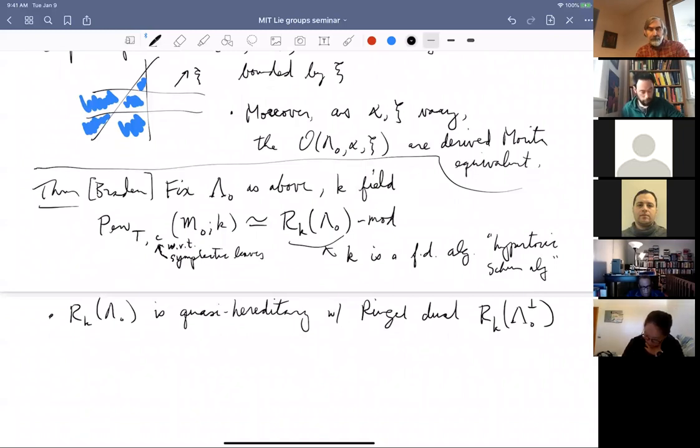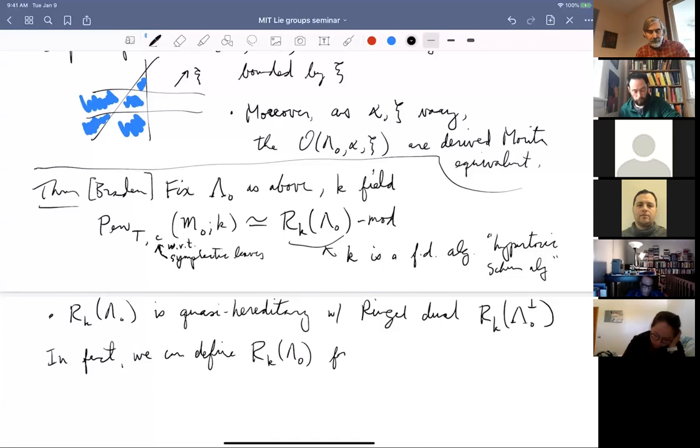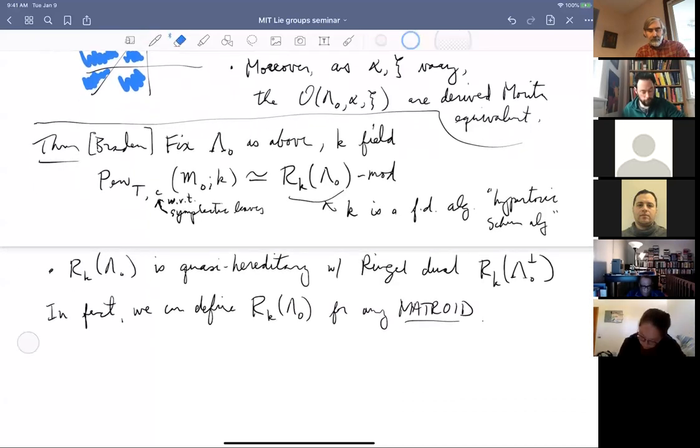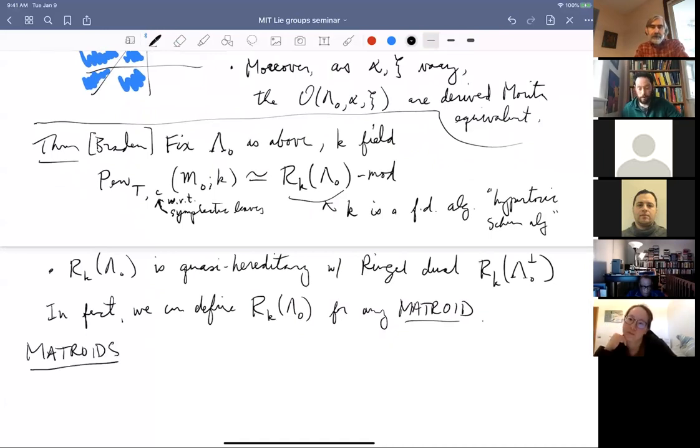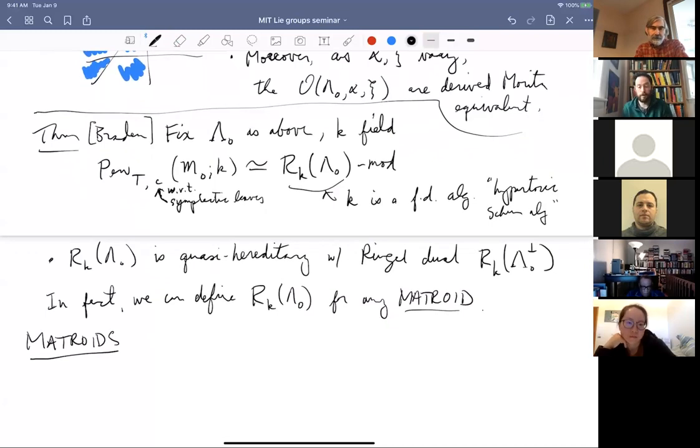And then as I mentioned before, in fact, we can define this lambda naught for any matroid. So this notion generalizes to any matroid. And in case you haven't seen matroids before, matroids are a combinatorial notion that encodes the essence of what it means to be independent or linearly independent.